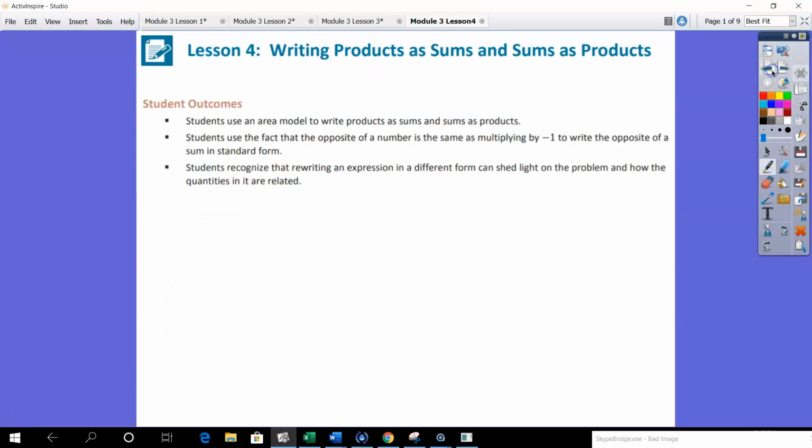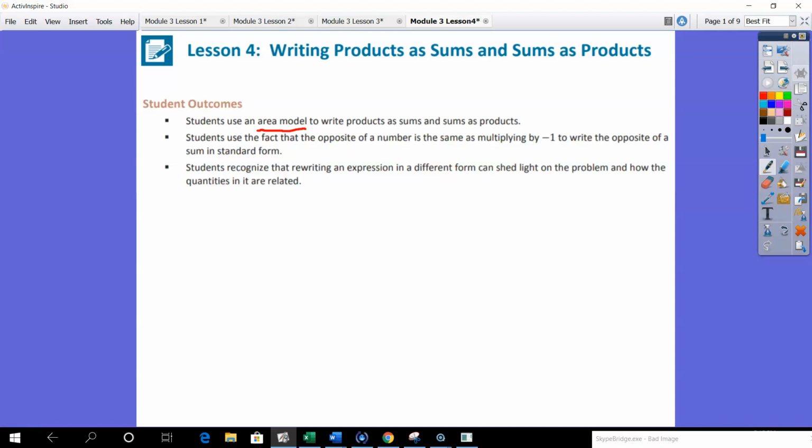Hi, this is Miss Pellegrin, and today we're going to be looking at Module 3, Lesson 4, Writing Products as Sums and Sums as Products. So today we're going to be looking at an area model in order to write products as sums and sums of products.